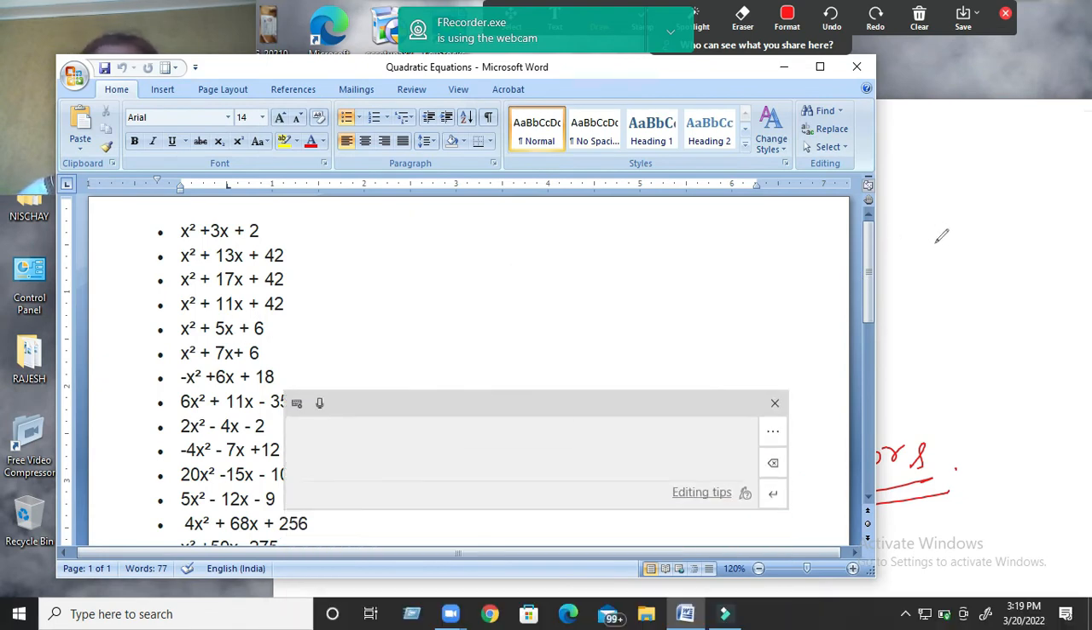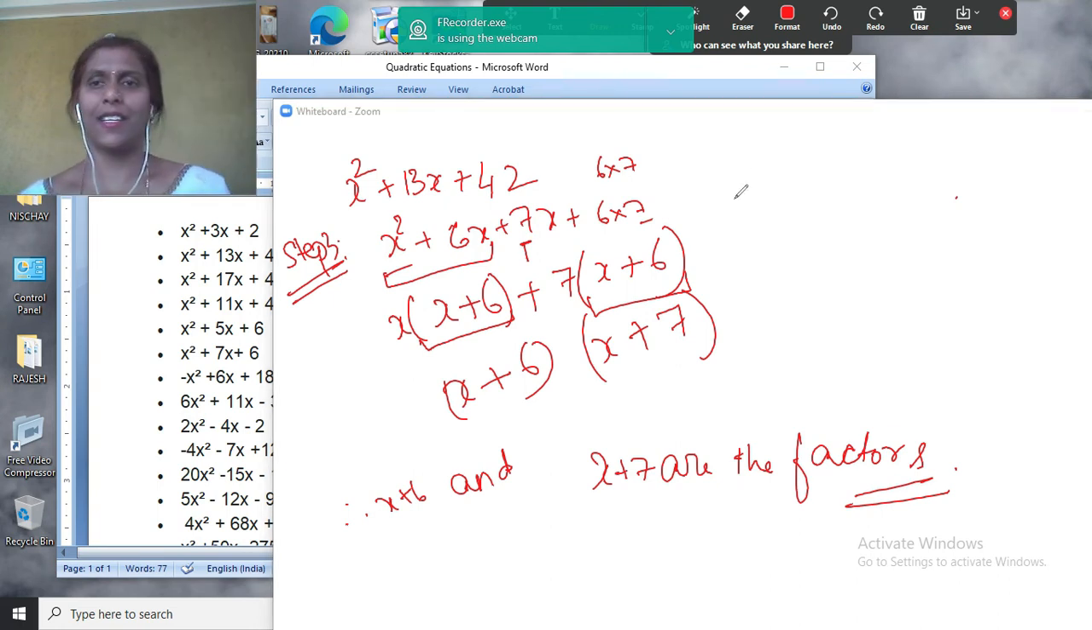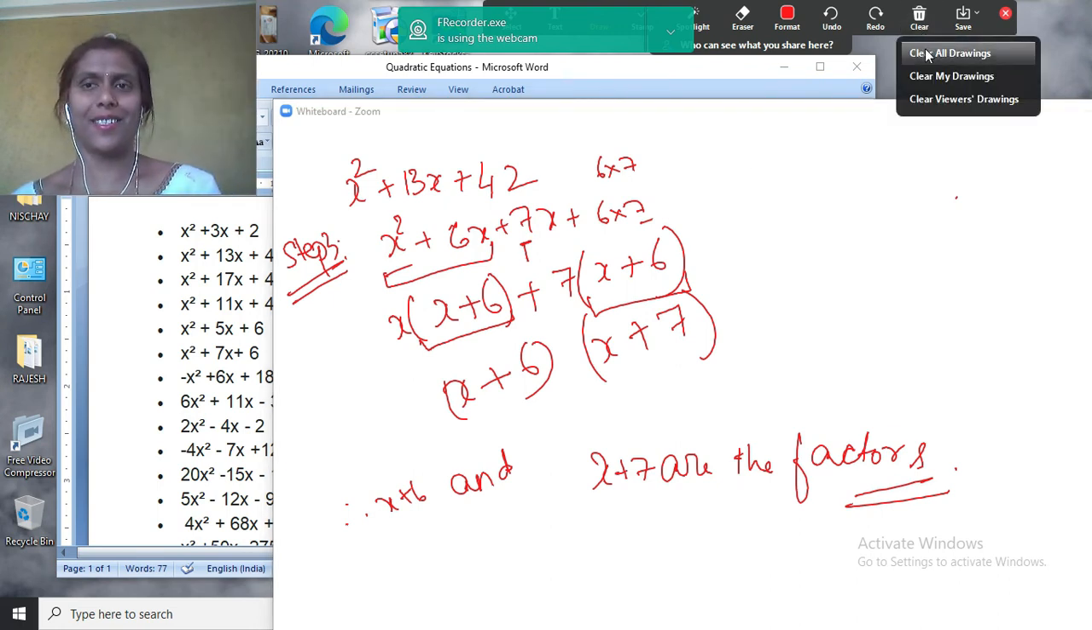Write them down neatly. We'll go for other equations here. One second. Yes, we are going for other equations. Write them neatly, step 1, step 2, step 3.